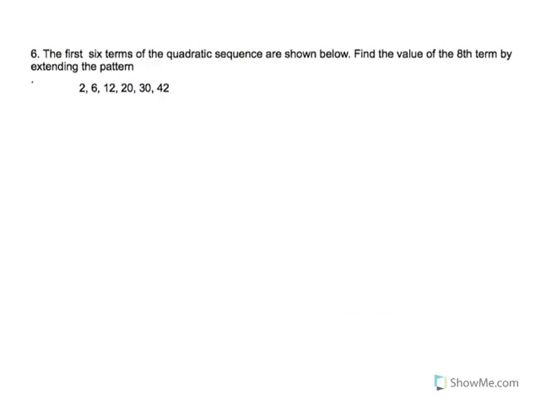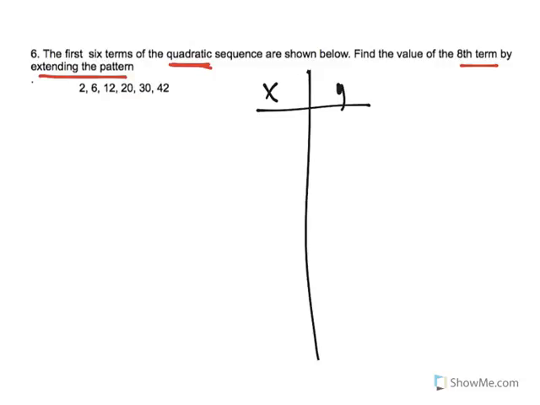In this one, the first 6 terms of the quadratic sequence, okay, so the problem tells me it's quadratic, are shown below. Find the value of the 8th term by extending the pattern. Okay. So I'm going to put it in the table because I'm extending the pattern and I want to stay neat. Okay. So my first term is 2. My second term is 6. My third term is 12. Fourth term is 20. Fifth term is 30.